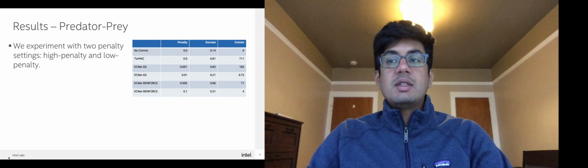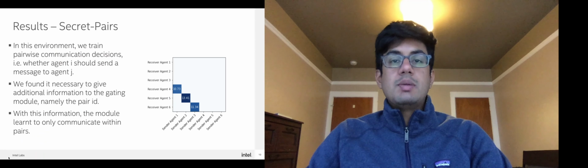Further, we find that it is possible to obtain different trade-offs between task reward and communication by further increasing the penalty. In secret pairs, we find that our algorithm is able to obtain the correct pattern of communication. Messages are only sent by the agents that know a secret and only to the corresponding receiver. We note that it was necessary to supply the pair ID as an input.